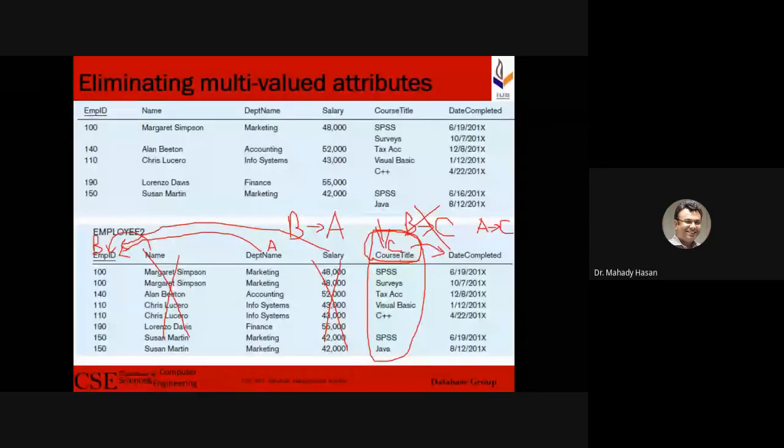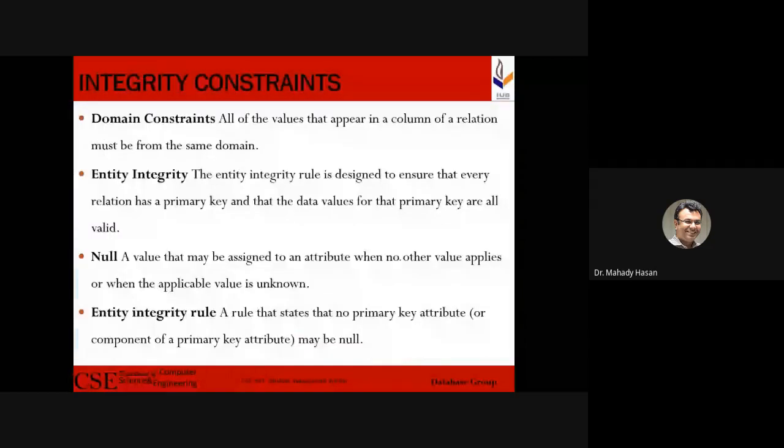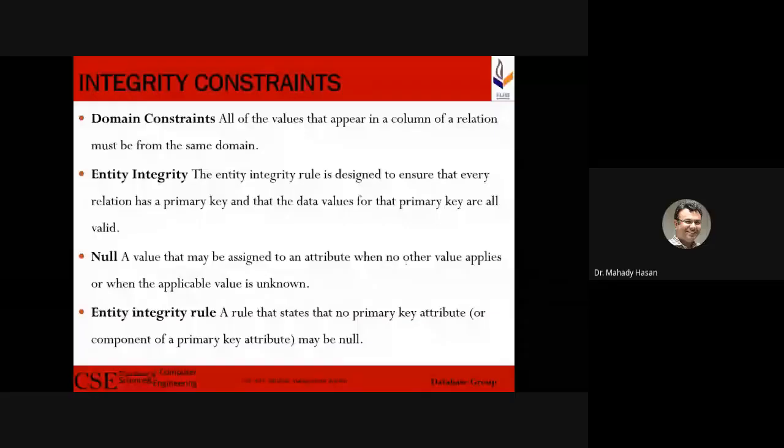So these are the integrity constraints. I believe I already have mentioned about those things. So what is primary key, how primary key should be defined, this is basically what has been discussed. And one of the important things is null value may be assigned to an attribute when the applicable value is unknown. But remember one thing, in case of primary key, it might not be null. Primary key can never be null.